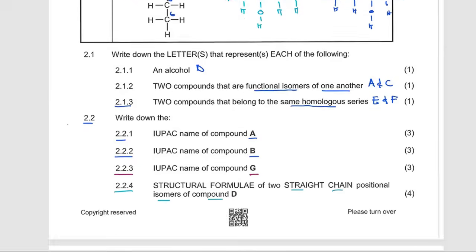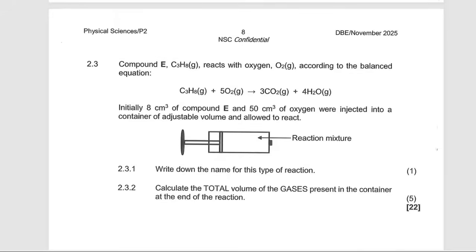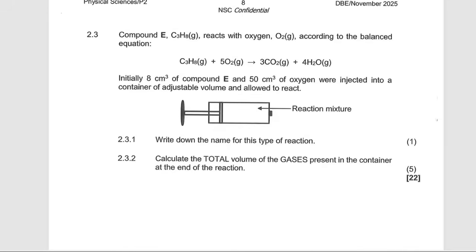Then moving on to the next question, which is now question 2.3. So question 2.3 reads here, what do we have there? It says compound E, which is this one, C3H8 gas, reacts with oxygen gas, right? So our oxygen gas according to the balanced equation, we're having that and that to give carbon dioxide and our H2O gas, right? So initially here we're given 8 cubic centimeters of this. So we're given our 8 cubic centimeters of that. Then after that, what does it ask?